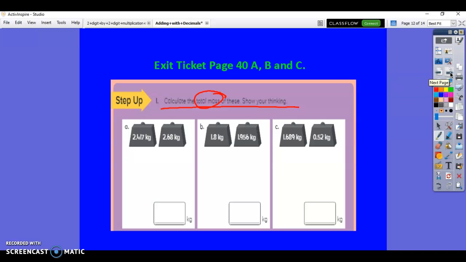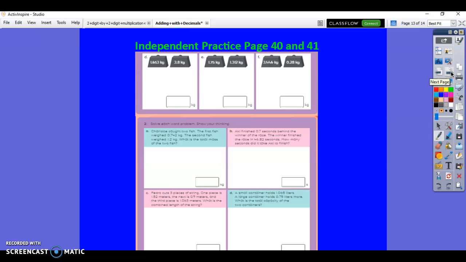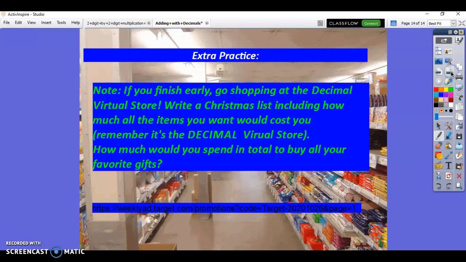Now on page 40 of this, there are through E, but the rest of them, I want us to do them for our independent practice. So your independent practice is the rest of page 40 and into 41, which is number 2, A, B, C, and D with the word problems. After you get finished with this, the next part is here.